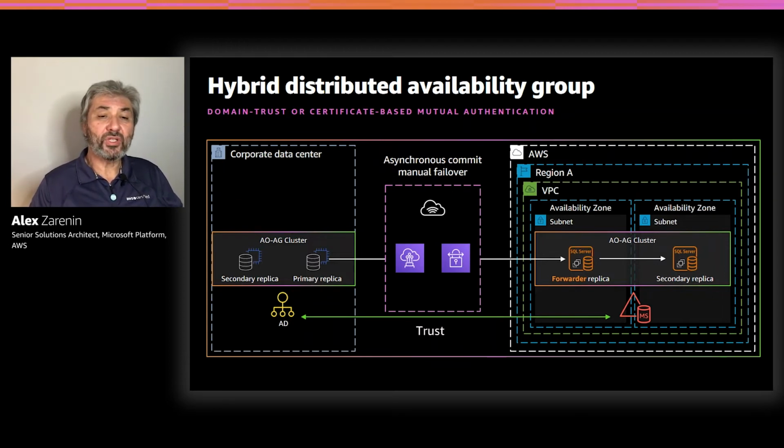To create a Distributed Availability Group, you would have to establish AD Trust or enable certificate-based mutual authentication between the on-premises and in the cloud Always-On availability group clusters. Only the primary node of the Distributed Availability Group, which is called the forwarder, receives updates from the availability group on premises. This feature cuts down on the amount of replication traffic that traverses the VPN or Direct Connect link.